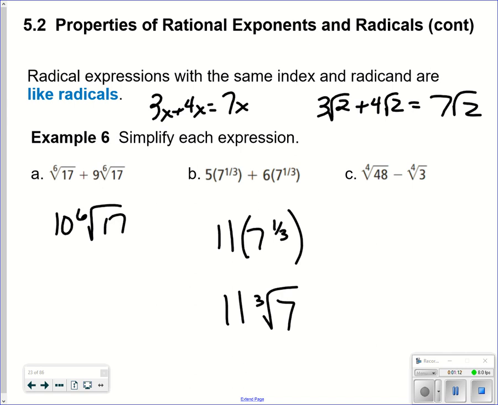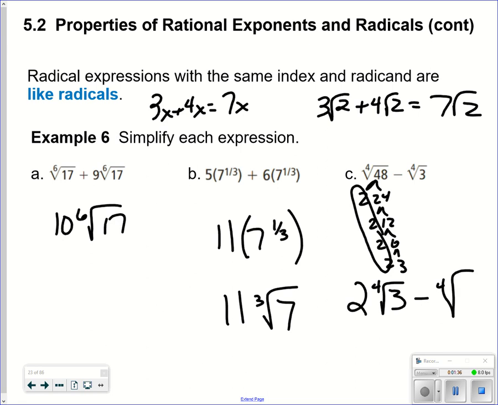You're looking at the next one and saying, well, I can't do that. I have the 4th root of 48 minus the 4th root of 3. Not so fast. Let's see if I can actually simplify the 4th root of 48. So 2 times 6, which is 2 times 3. I have 4 2's, so they go out, and I have the 4th root of 3 left over. So wait a minute, 2 fourth roots of 3 minus 1 fourth root of 3 would be 1 fourth root of 3. So I can do it if I simplify and then add and subtract the like radicals.